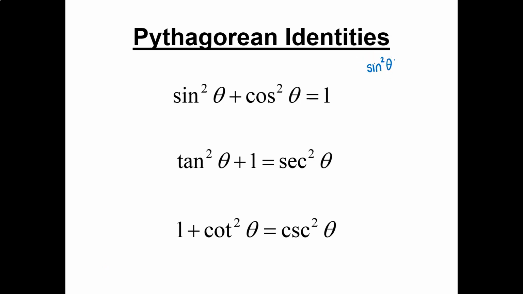It looks like you're squaring the sine, but you can't really square the sine because that is an operation, right? Mathematicians, in order to simplify so that they didn't have so many parentheses everywhere, decided that if they had something like sine of theta, squared, they were going to write it this way. They were going to put that little square right there. So when you see sine squared theta, it means the whole thing, sine of theta, is squared.